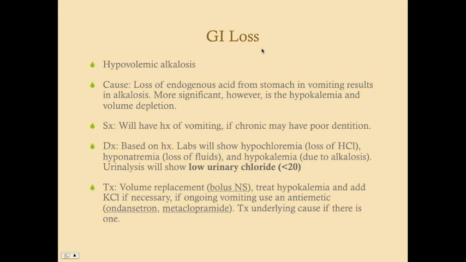These patients are also going to have a low urinary chloride, and that sets GI loss apart because all the other metabolic alkaloses are going to have a normal urinary chloride. So why do these patients have a low urinary chloride? The reason is because they're losing hydrochloric acid from their body in the stomach acid. So if your serum chloride is low, your urine chloride is going to be low. Another way you can diagnose this is that if you get their urine electrolytes, their urinary chloride is going to be low.